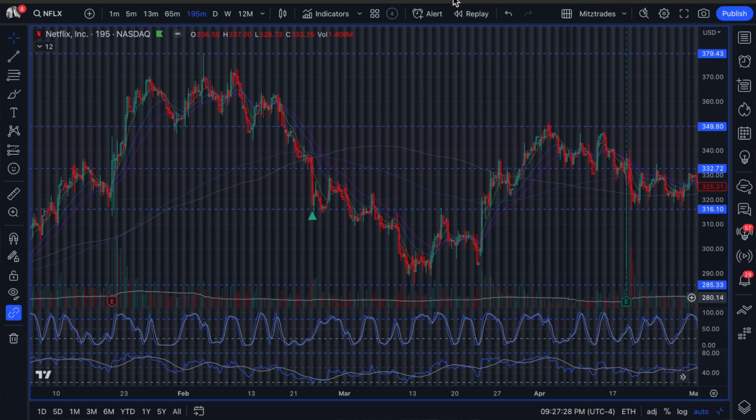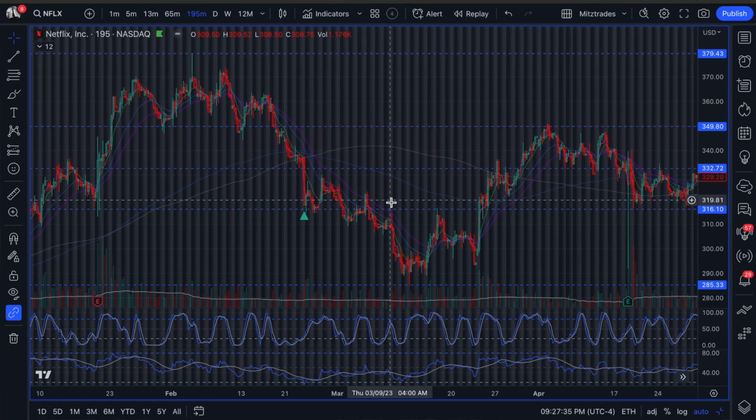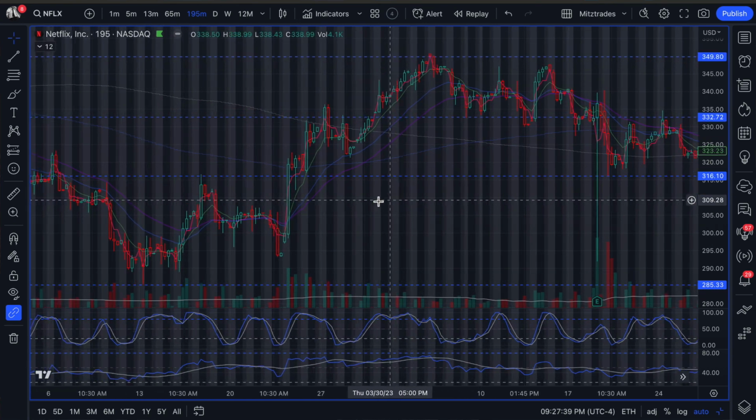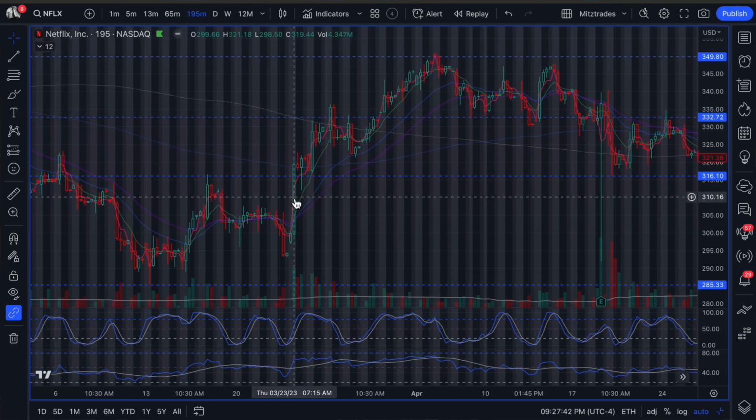Data releases refer to the regular publication of economic and financial information by governments, central banks, and other organizations. These releases provide insight into the current state of the economy and have a significant impact on the stock market. There are various types of data releases, including employment data, inflation data, gross domestic product data, and consumer confidence data.